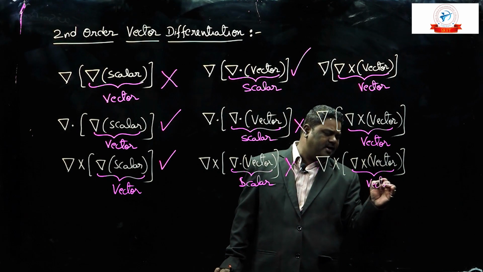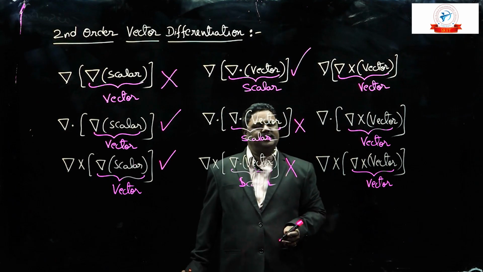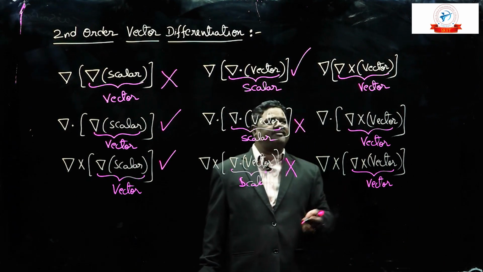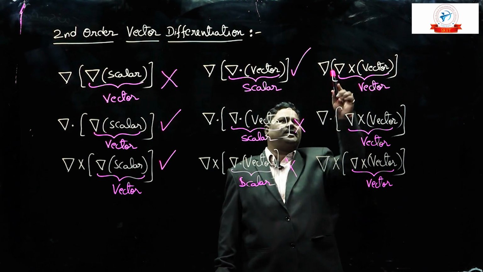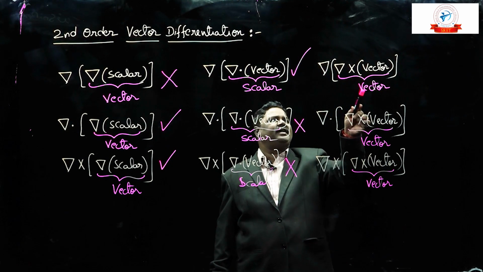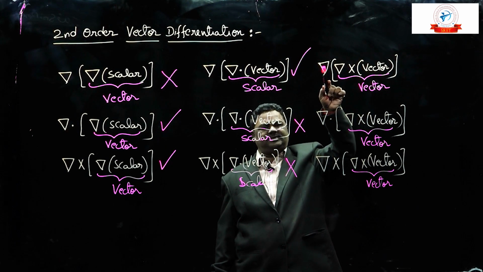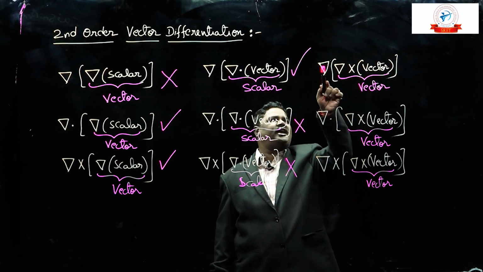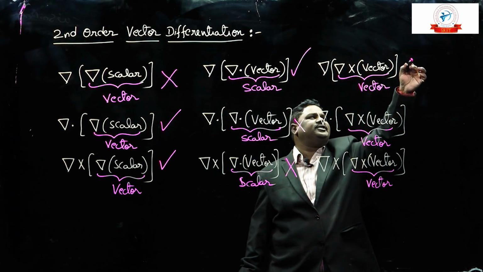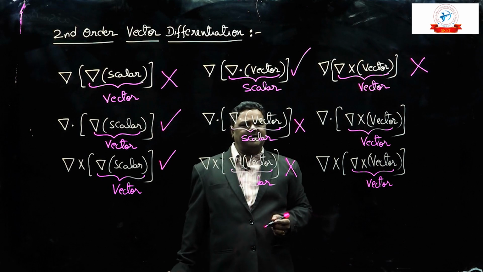This is a vector quantity. Curl of a vector is again a vector. Now let us examine second differentiation on this quantity. So here, may I apply a gradient on a vector? No, it is not possible. Gradient is applicable only on scalars, or two vectors cannot be multiplied directly. So this is an invalid second order differentiation.